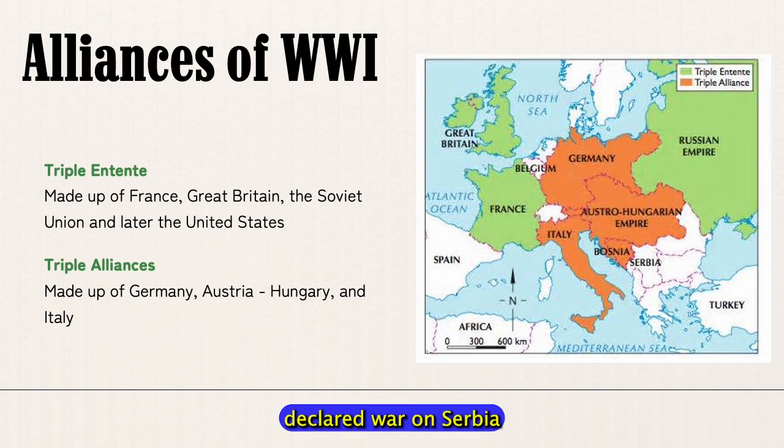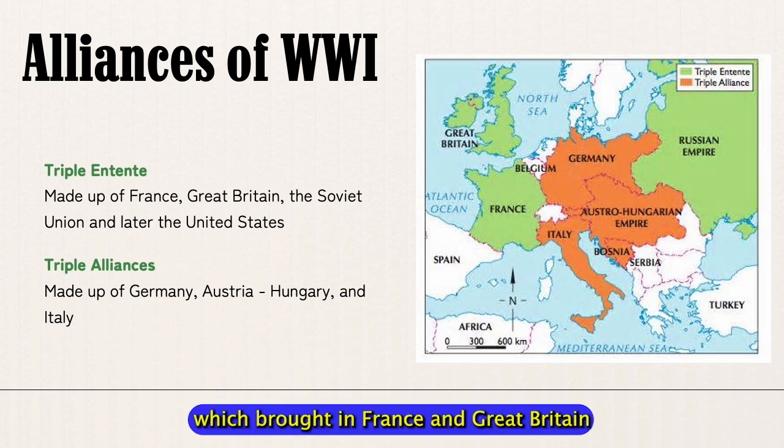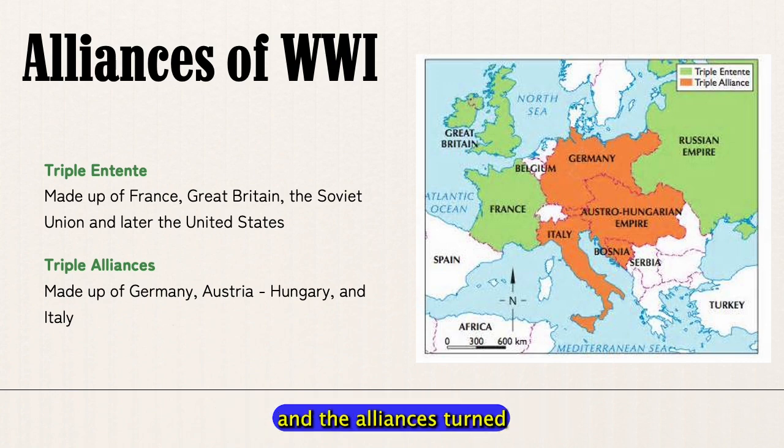When Austria-Hungary declared war on Serbia after the assassination of Archduke Franz Ferdinand, other countries were pulled into the conflict because of their alliances. Russia supported Serbia, which brought in France and Great Britain from the Triple Entente. Germany supported Austria-Hungary, and the alliances turned what could have been a small war into a global conflict.